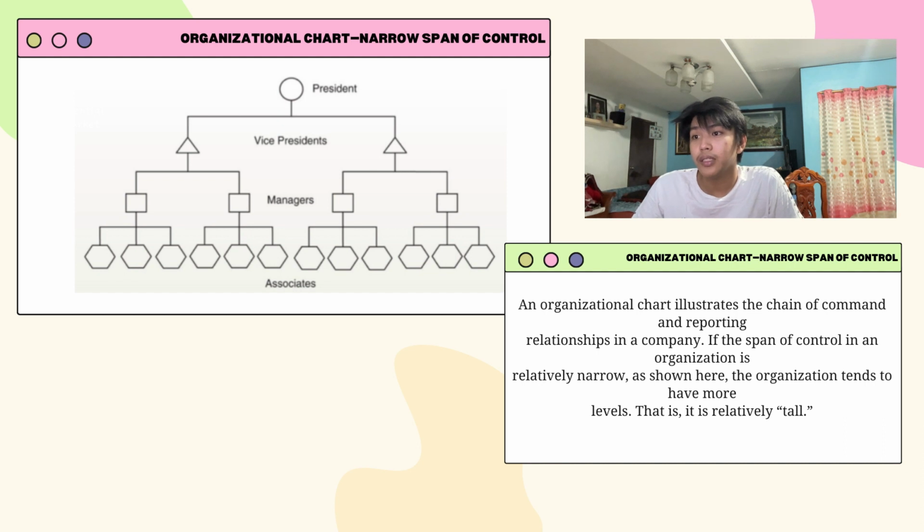And to summarize, a narrow span of control in an organizational chart can result in a tall structure with many layers of management. While it can offer greater control and definition of roles, it can also lead to slower communication and decision making. Organizations need to consider the trade-offs and balance their needs when designing their organizational chart.